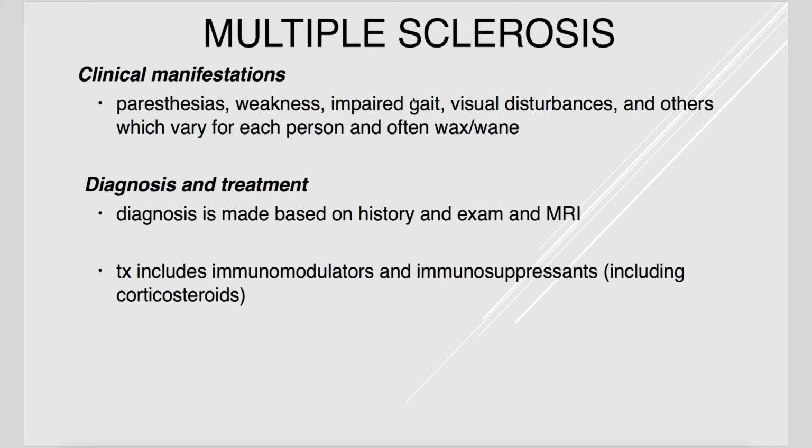So diagnosis and treatment. Diagnosis, history and exam. MRI is important because you'll be able to see plaques. As far as treatment, things like immunosuppressants, corticosteroids to reduce inflammation, immunomodulators to try to kind of calm the immune response. And just try to, if somebody has relapsing remitting type, your goal is to have them in remission as long as possible, and when they have relapses, to keep those periods as short as possible.